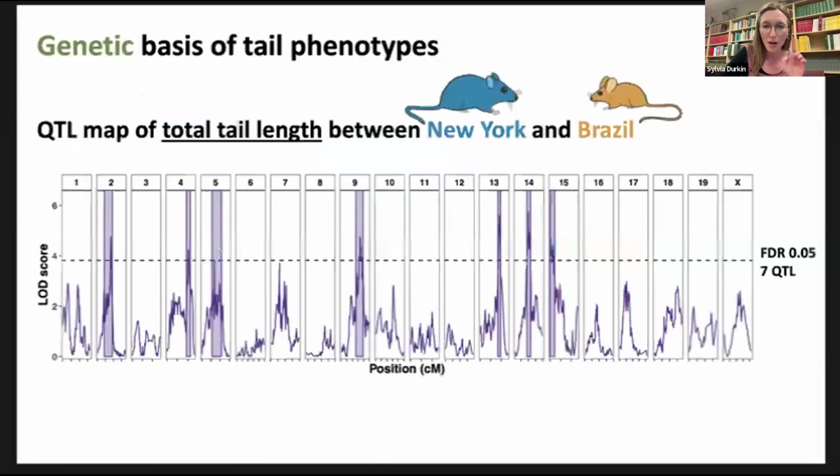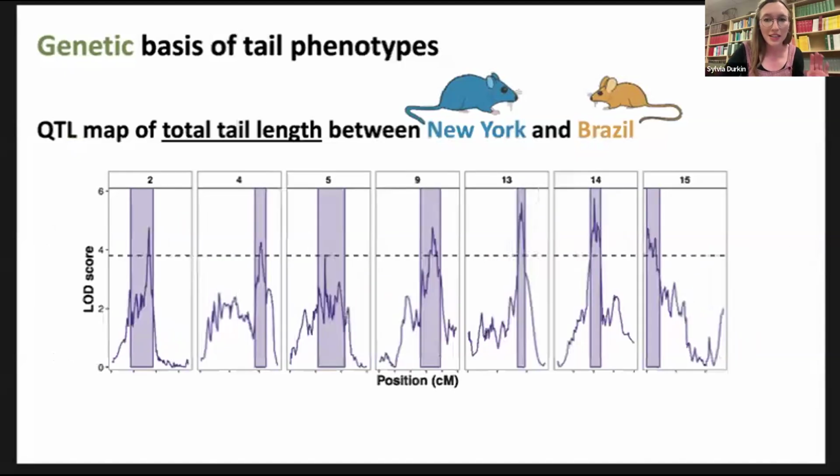So I will start by talking about our results for total tail length. So here I'm showing you the regions of the genome that showed significant association with tail length divergence between New York and Brazil mice. And there were 7 peaks that rose to significance here. And to make things simpler, I'll just focus in on those right now.